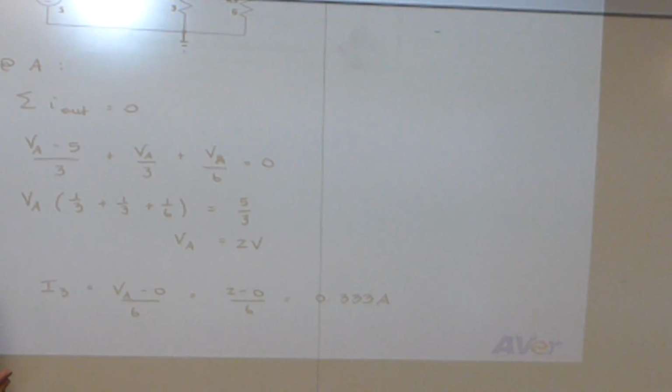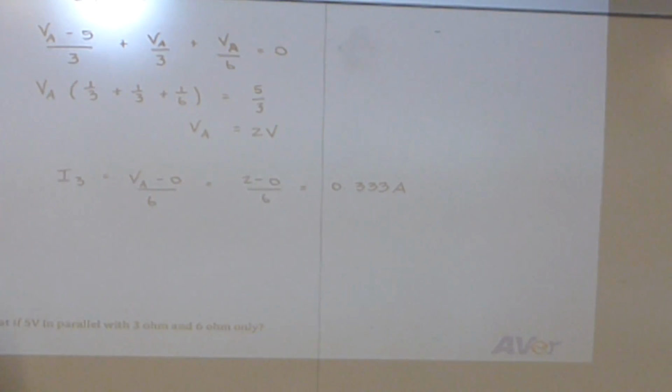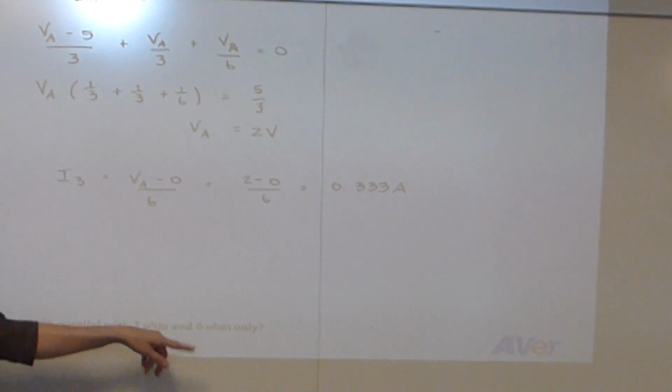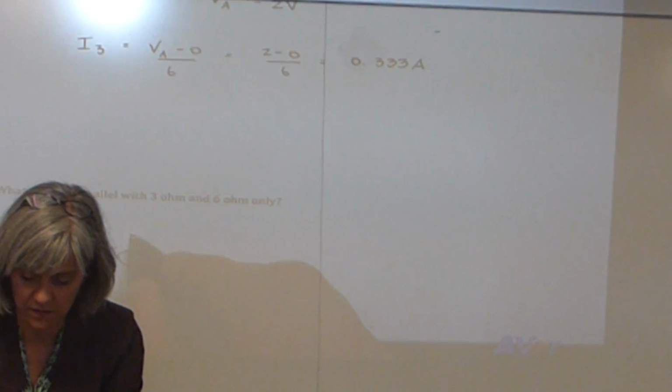So again, pretty straightforward process. Any questions on that so far? It's going to get harder. Okay. So let's look at this question I have at the bottom, which is, what if you had a 5 volt source just in parallel with the 3 ohm and the 6 ohm, and you wanted to know V sub A? So in other words, if you just had the following.